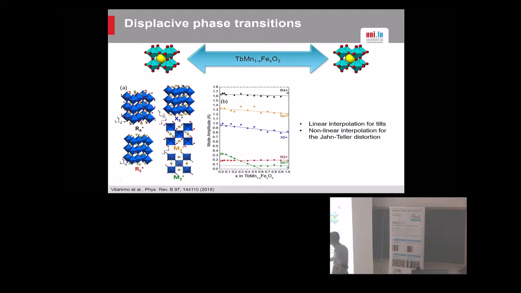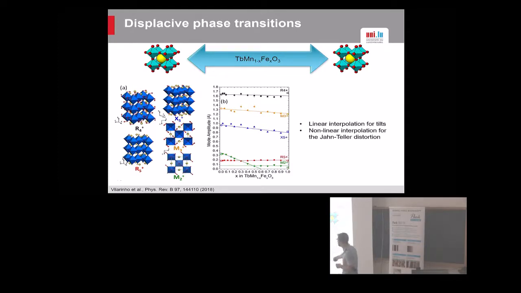So this is pure terbium manganite, and this is pure terbium ferrite. And you see how they change with the respective weight also in the structure. So that would be the tilts here, R4+, which is the dominant, I mean the two tilts, R4+, M3+. Then you have this X5+, which corresponds to the antipolar motion of the terbium in the structure. That also contributes a lot.